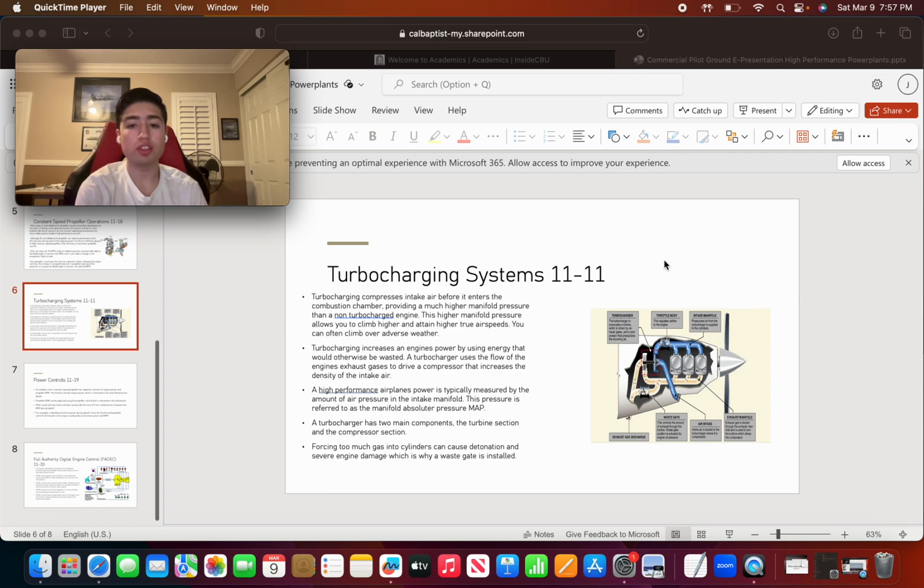Turbocharging increases an engine's power by using energy that would otherwise be wasted. A turbocharger uses the flow of the engine's exhaust gases to drive a compressor that increases the density of the intake air. A high-performance airplane's power is typically measured by the amount of air pressure in the intake manifold. This pressure is referred to as manifold absolute pressure, MAP for short. A turbocharger has two main components, the turbine section and the compressor section. Forcing too much gas into cylinders can cause detonation and severe engine damage, which is why a wastegate is installed, which is here on the diagram on the right.